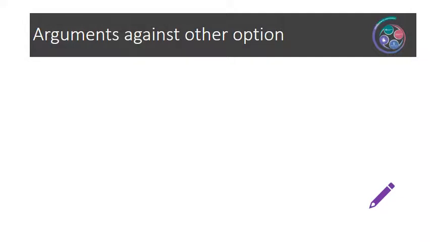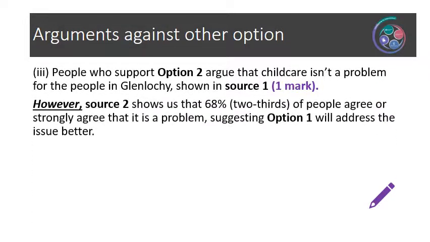That allows us to structure our answer like so. However, source 2 shows us that 68%, or in other words 2/3 roughly, of people agree or strongly agree that it is a problem, suggesting that option 1 will address the issue better. And you want to repeat this process for arguments against the other option between 1 and 2 times. Note the different sentence starters and how we structure the arguments against the other option, and how this process is ever so slightly more challenging than finding arguments which support the option that you have chosen.